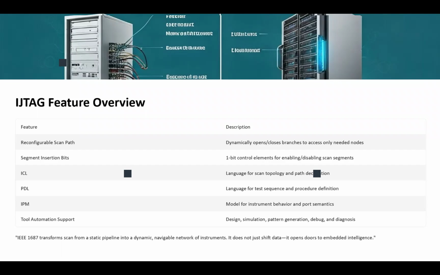So another aspect is the segment insertion bit, which is a 1-bit control element for enabling and disabling the scan segment. It's a simple 1-bit control and decides whether a certain part, or as we call it a segment, of the scan network should be active or bypassed. Okay, so think about it as a gate or switch on a road. It either lets you into a side street, or keeps the gate closed. So you stay on the main road, or you can enter the side street. Okay, so that 1-bit element is lightweight and efficient, but it enables powerful runtime path control inside the chip.